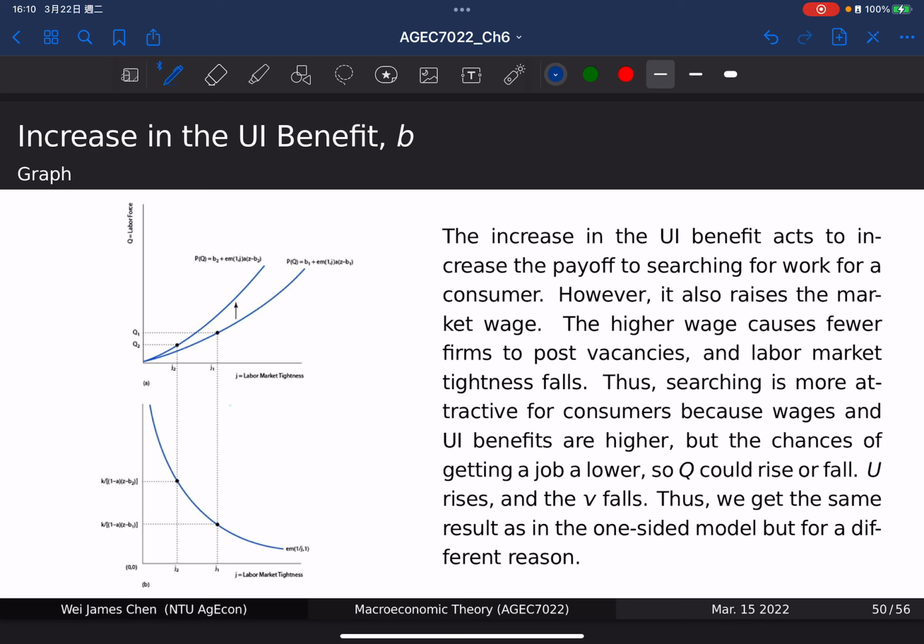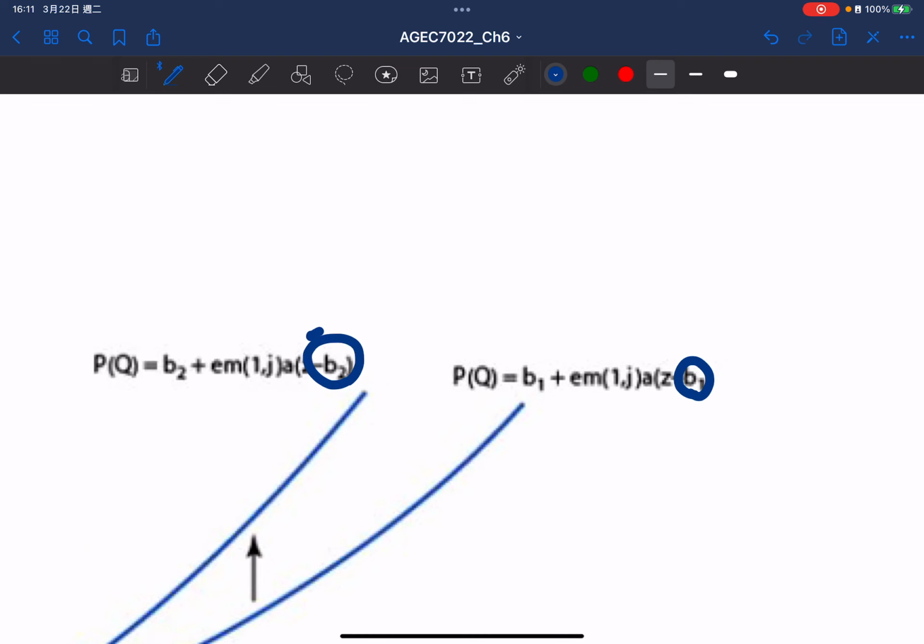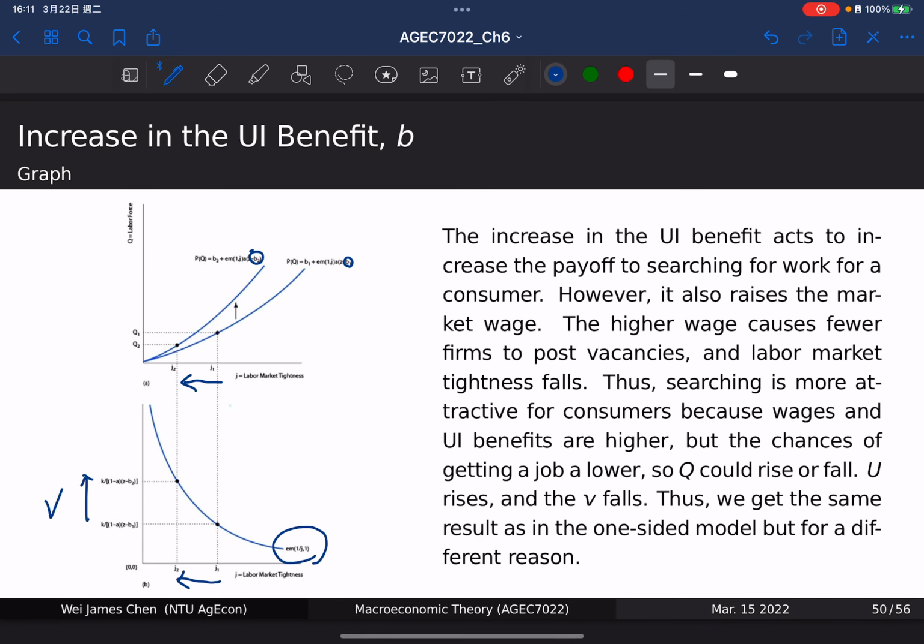If that's not clear to you, let's look at the equilibrium in terms of the graph here. First of all, let's check this lower graph. The relationship, the function EM 1 over JM1, this function doesn't change at all, right? And if you increase B, this K over 1 minus A times Z minus B must be higher. So what happens is the market tightness will be lower. But this line also changed because we have B here, right? So if you increase B, this thing also goes up.